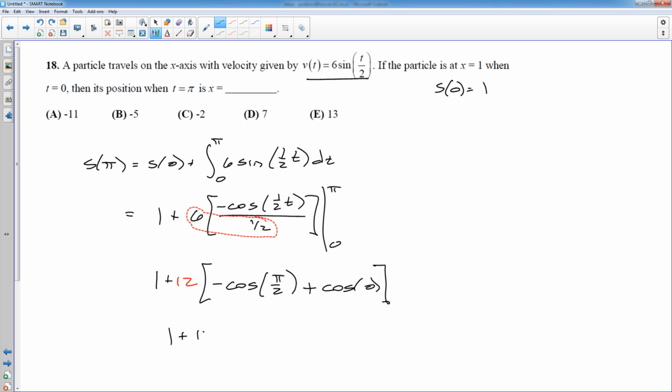So that'd be 1 plus 12 times cosine of pi over 2 is 0. Cosine of 0 is 1. And that would end up being 13, which is E.